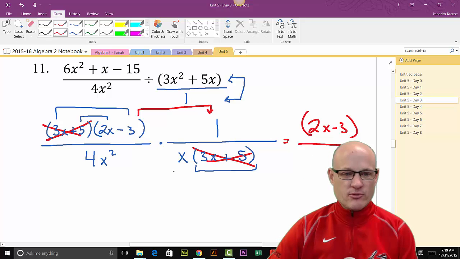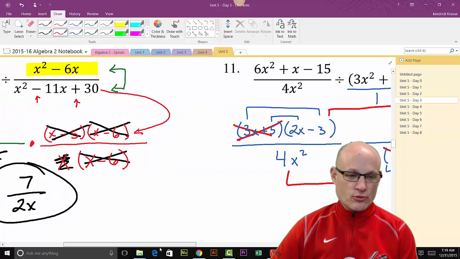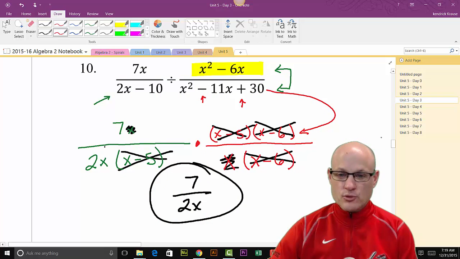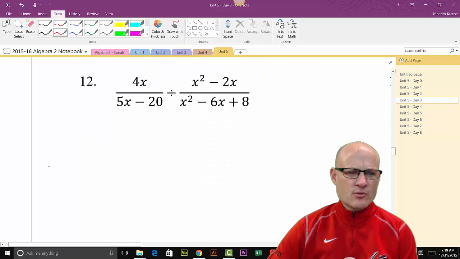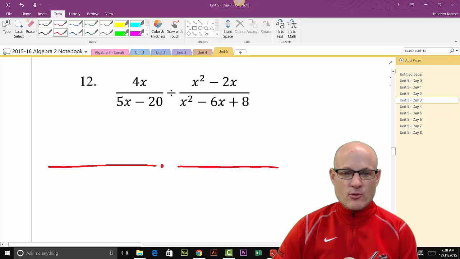And in the denominator, we just multiply. We're going to multiply these two things, and I get 4x cubed. All right, we're going to divide. We flip and multiply. You'll notice I'm probably doing more division problems than multiplication because division is multiplication, or at least it turns into multiplication.